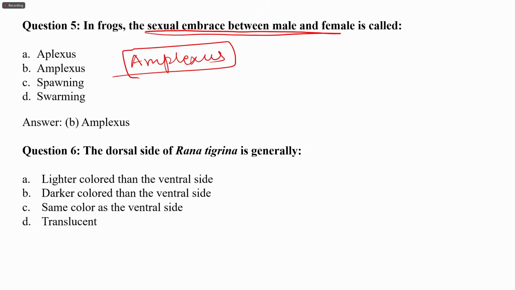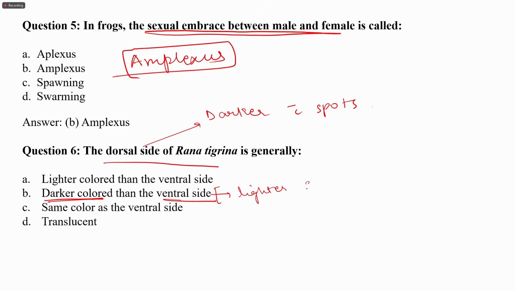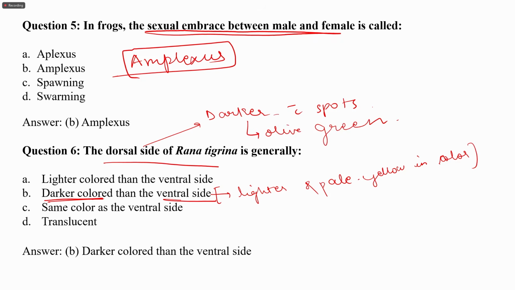The answer is amplexus. The dorsal side of Rana tigrina is generally, we know, usually darker with spots. So the dorsal side is darker colored than the ventral side, while the ventral side is lighter and pale yellow in color. The dorsal side is usually darker with spots, and the color is usually olive green in Rana tigrina. So the answer is darker colored than the ventral side.